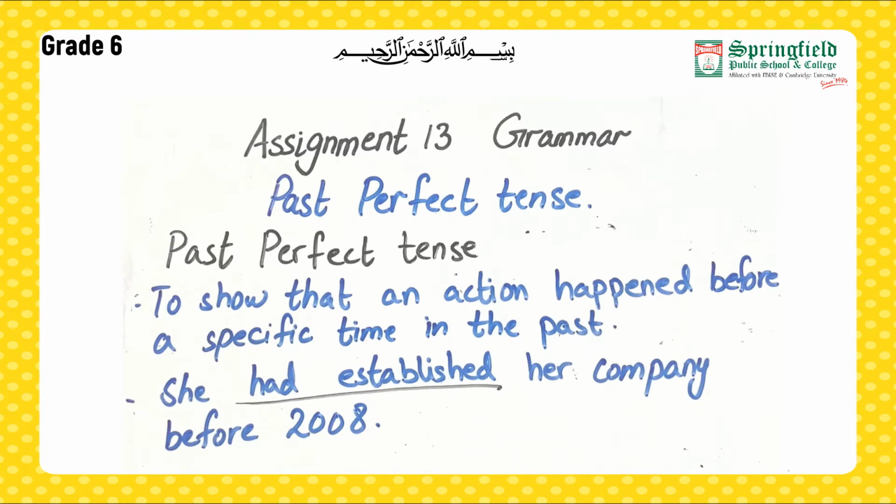Alright, second use is to show that an action happened before a specific time in the past, right? So that action took place before a specific time. For example, she had established her company before 2008. So this is the time we are talking about, a specific time. So she has done that action before this particular time. So we are using had for that, okay?